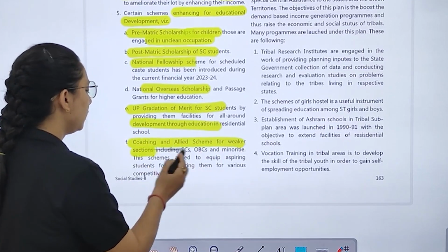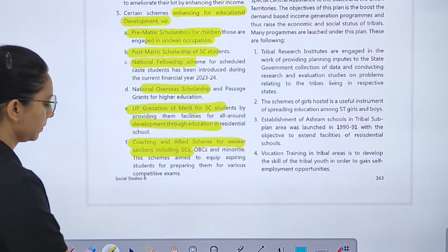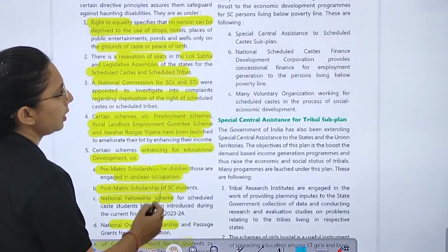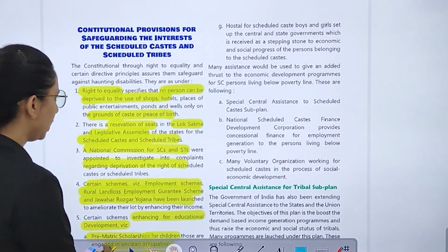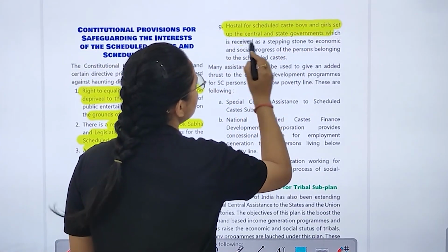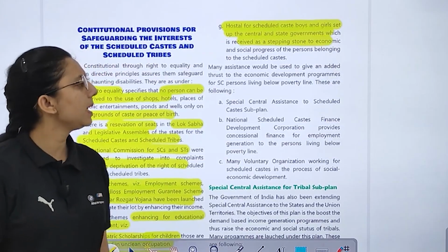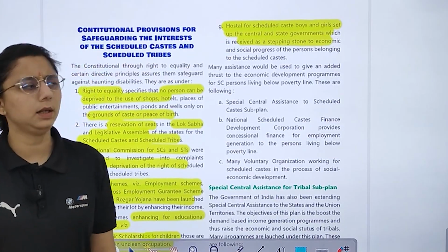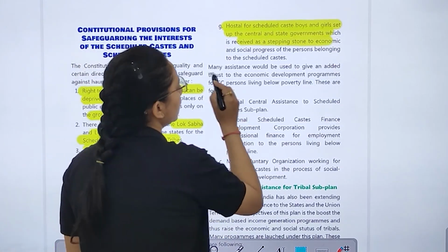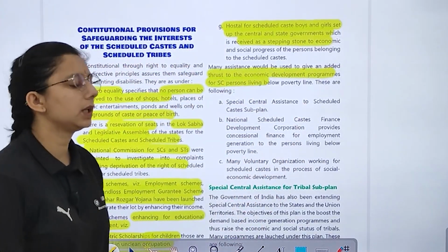Coaching and allied scheme for weaker sections, जिसमें आपका SC, OBC और minority सब include होते हैं, right? Hostels for scheduled caste boys and girls of the central and state government, a stepping stone to economic and social growth. Now many assistance will be given to add to the economic development programs of SC persons, जो आपके below poverty line हैं.